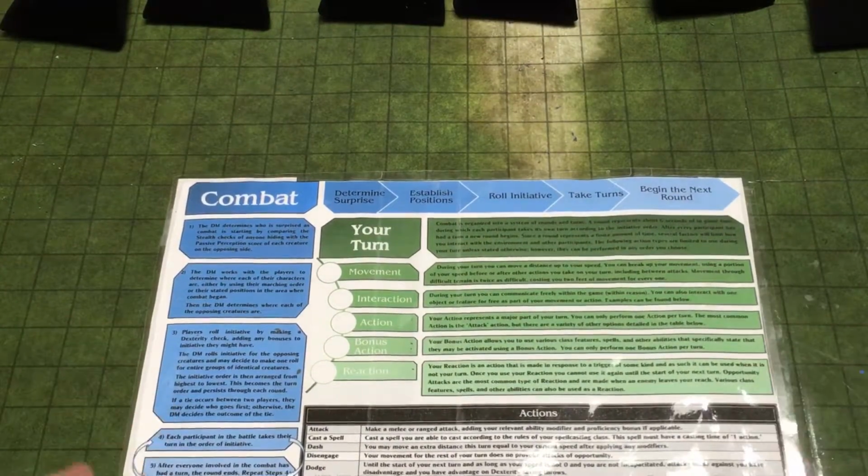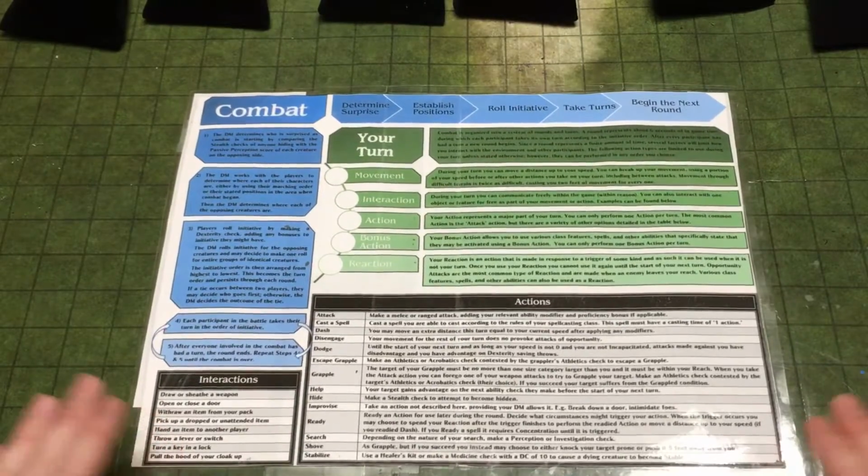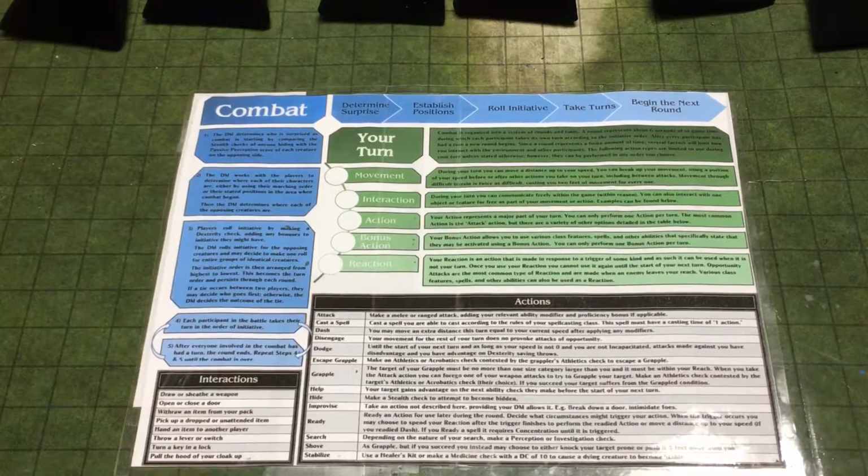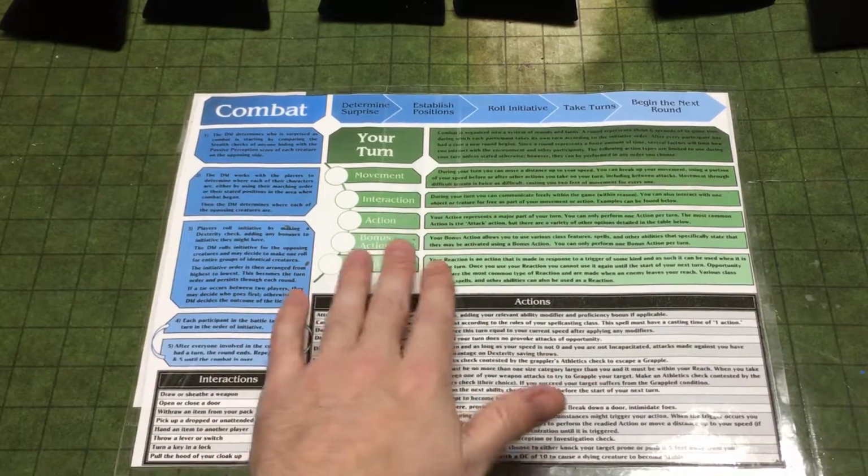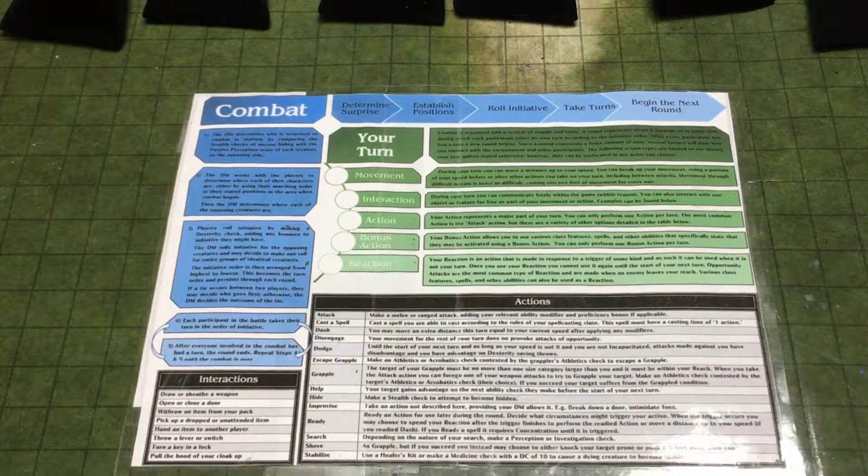Another thing I like to have handy is your combat sequence. I blew this up and also laminated it, which shows every step of your combat and your turn. It explains each one very well, especially with all the new guys I've got playing. They've never played D&D before, and I want to be able to tell them exactly what each movement means, what interaction means, what action means, what a bonus action is, what a reaction is.